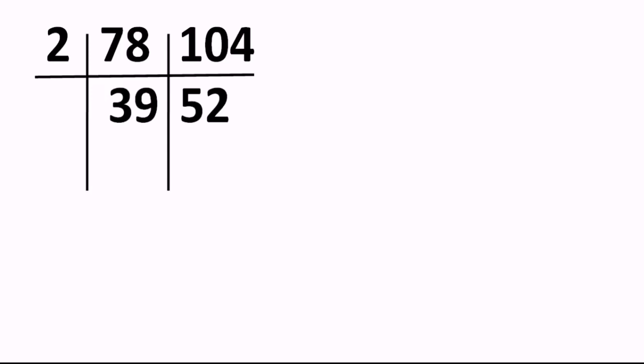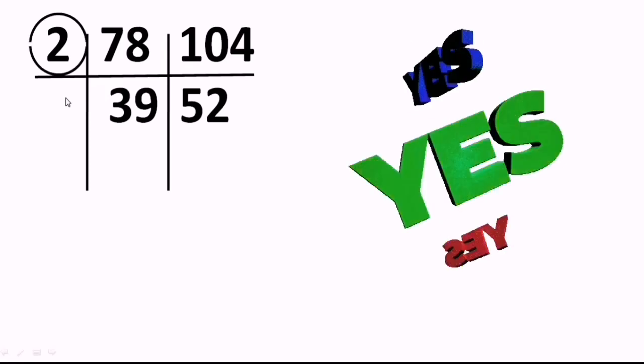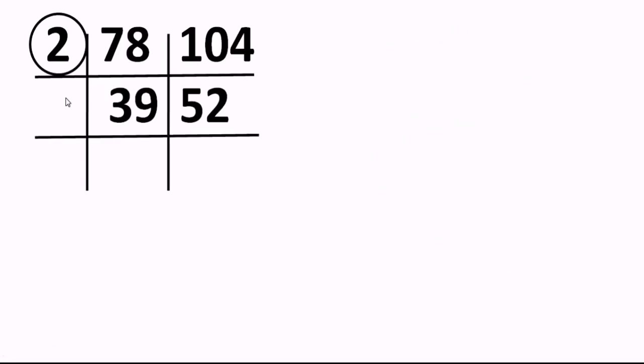That makes our calculation faster and easier, and if you have learnt it, then I'm sure that you must know these 39 and 52 are divisible by 13, right or not? Yes. 13 3s are 39 and 13 4s are 52.